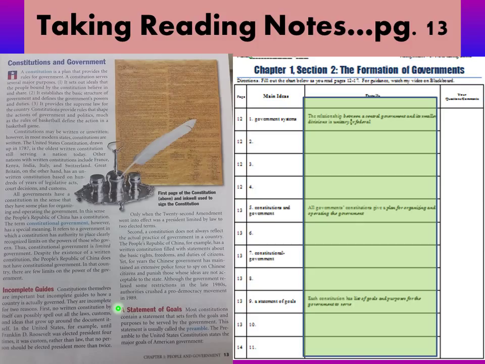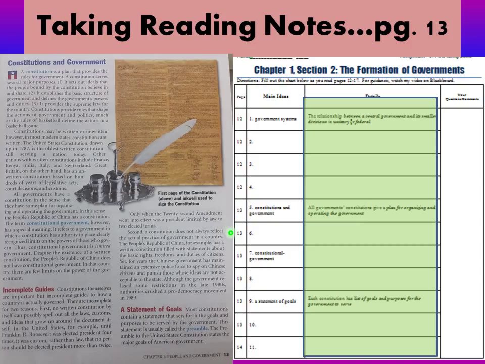First, no written constitution by itself can possibly spell out all the laws, customs, and ideas that grow up around the document itself. In the United States, for example, until Franklin D. Roosevelt was elected president 4 times, it was custom, rather than law, that no person should be elected president more than twice. Only when the 22nd Amendment went into effect was a president limited by law to 2 elected terms.